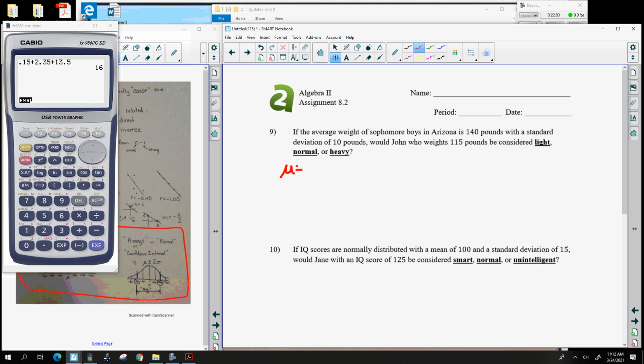Okay, here the average is 140, standard deviation is 10. So the average is 140. A standard deviation is 10. So one standard deviation larger, 10 larger would be 150, 160, 170. And then going down is 130, 120, and 110.